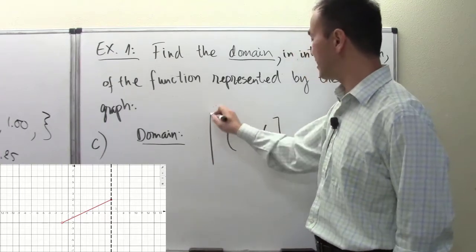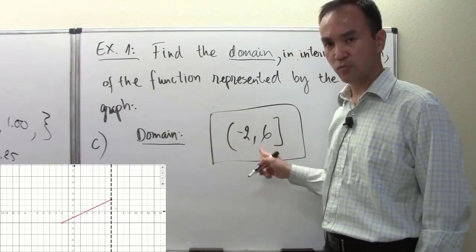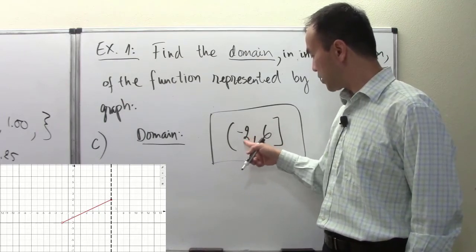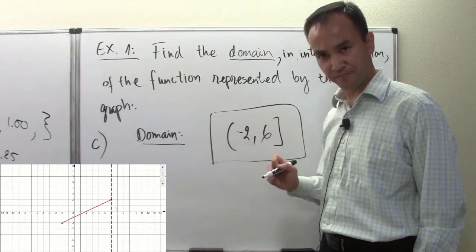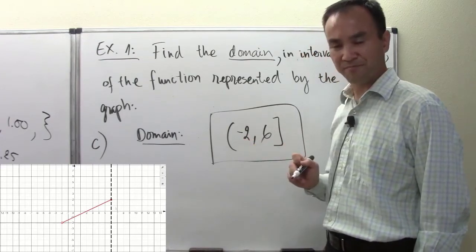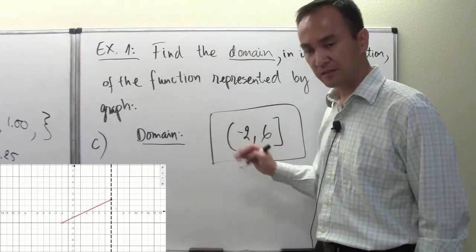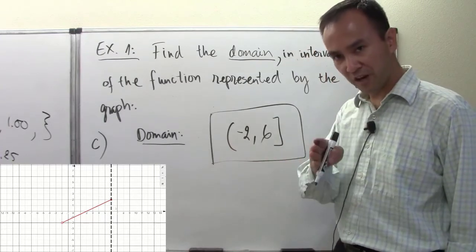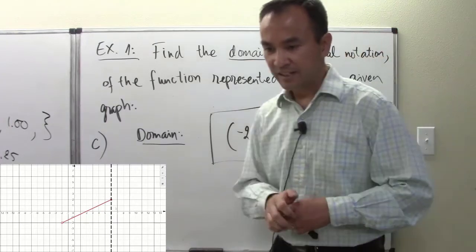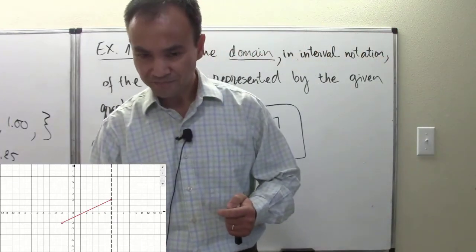So now that's interval notation. That's the domain anywhere between -2 to 6 like that. Okay, anywhere greater than -2 to 6. All right, and so that's the domain of this particular function right here, given represented as a graph.